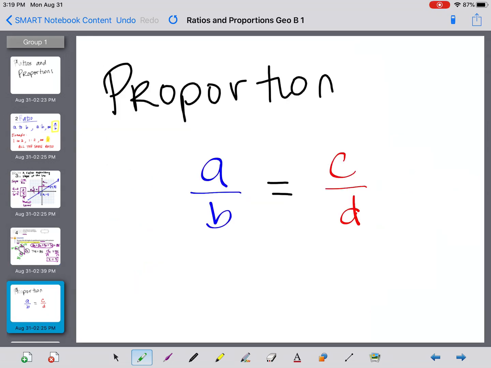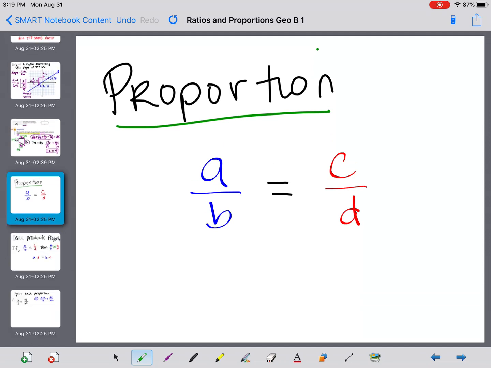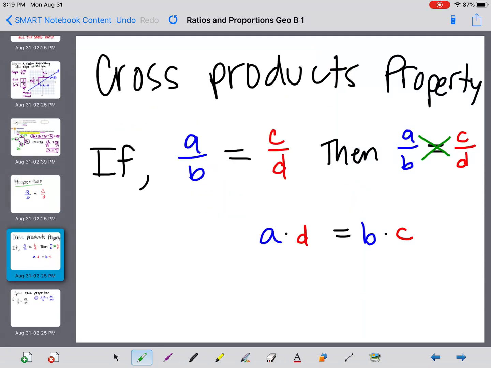A proportion is an equation that states two ratios are equal. For example, A over B is one ratio, and C over D is another ratio. When we set them equal to each other, we get a statement that's called a proportion. With the proportion comes our cross product property, cross multiplication. If we have the proportion A over B equals C over D, then if we cross multiply, their products are going to be equal. So A times D is going to be equal to B times C.